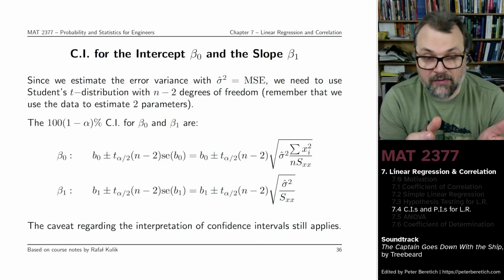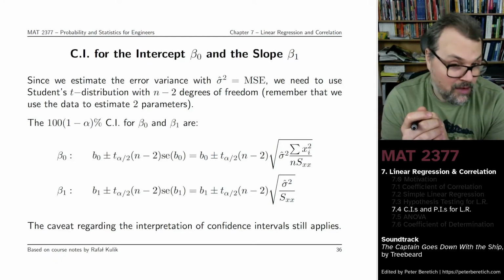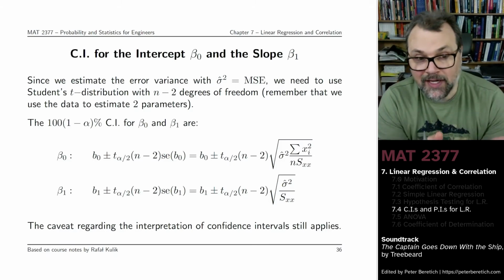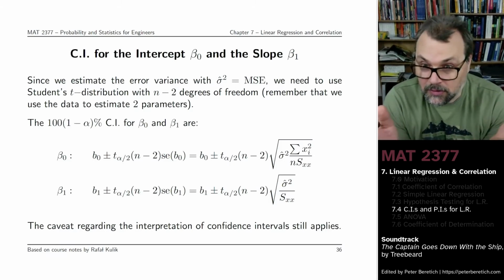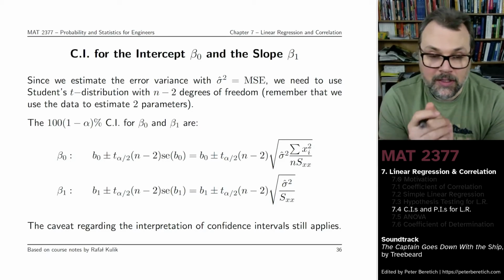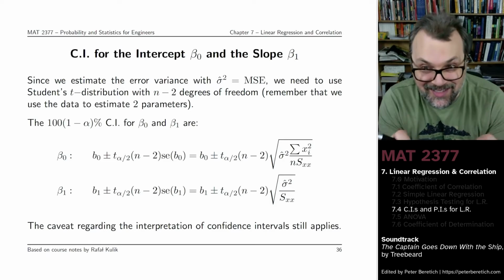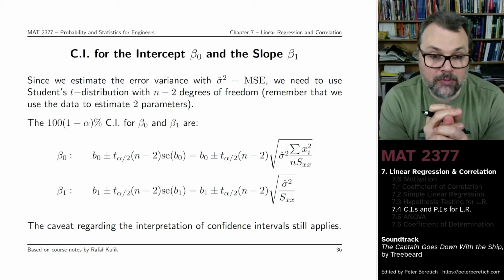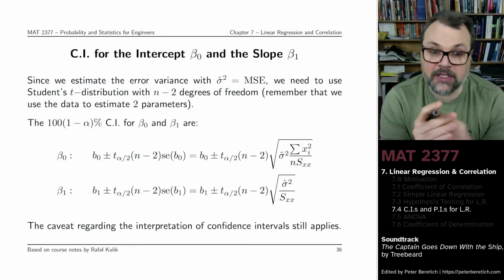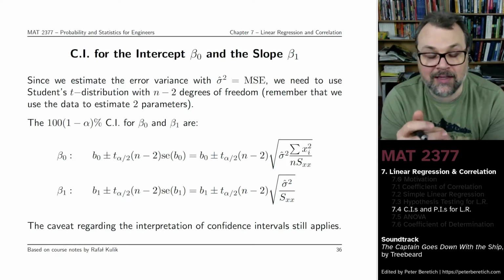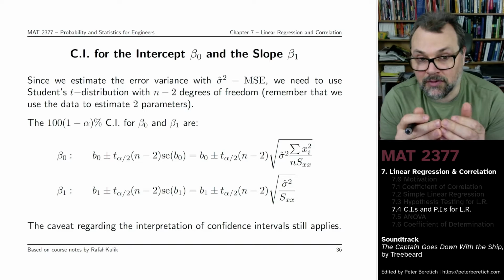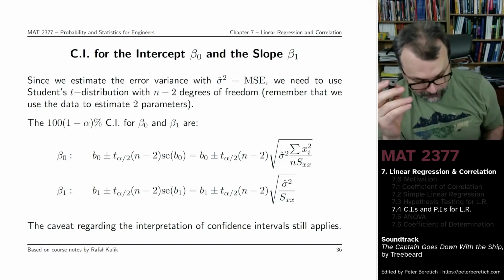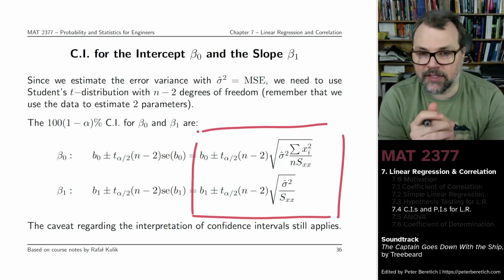The confidence intervals for beta 0, beta 1 at a confidence level of alpha are simply the point estimates B0 and B1. These are the quantities that we've evaluated as our best guess, given the data that we have, for the true slope and the true intercept, plus or minus the critical value of the Student t-distribution with n minus 2 degrees of freedom at alpha divided by 2 confidence levels. And we multiply that by the appropriate standard error of B0, the standard error of B1, and we have formulas for those. So that gives us confidence intervals for the true value of the intercept and the slope.